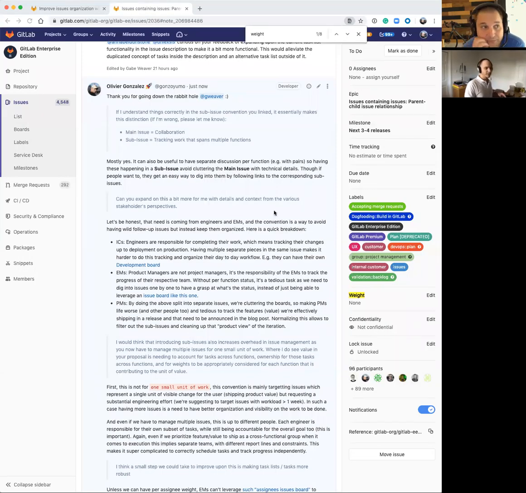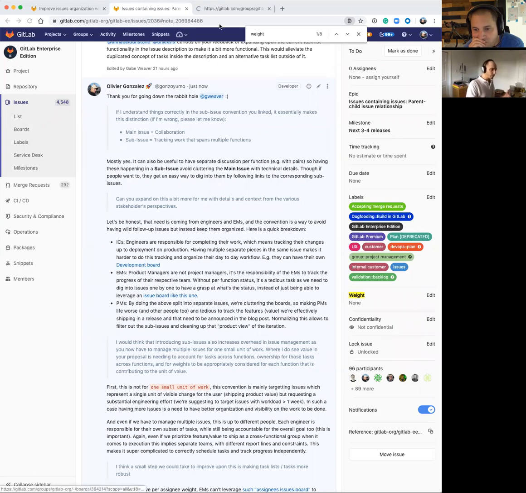All right, we're good. Okay, so as I was explaining, why we are struggling today with the issues is that an engineer is responsible for completing their work, which means tracking the changes up to the deployment in production with the new CD workflow. So when we have multiple separate pieces in the same issue, it makes it really hard to do this tracking and to organize the day-to-day workflow.